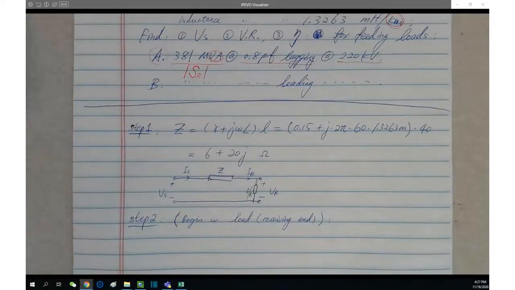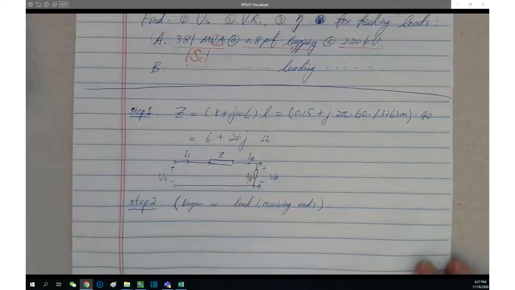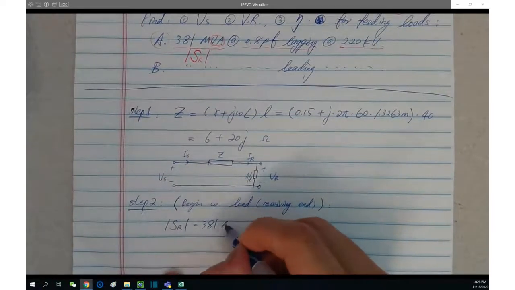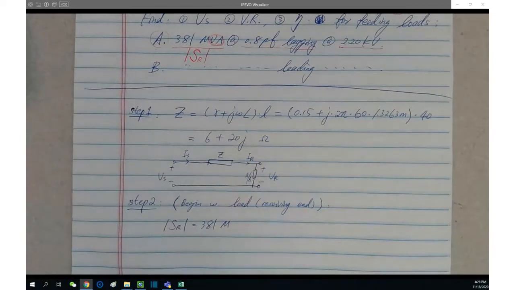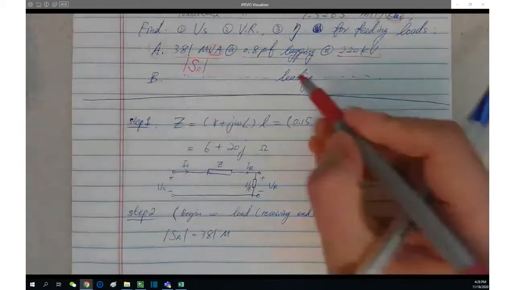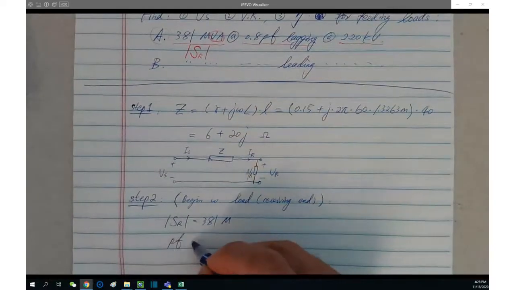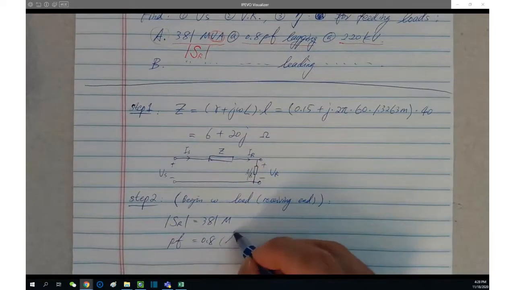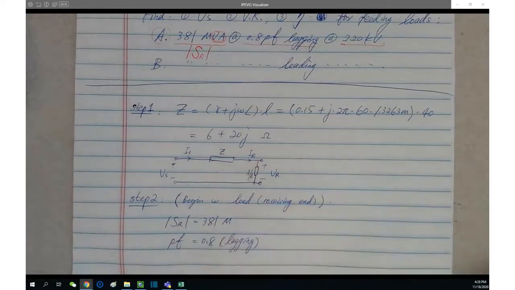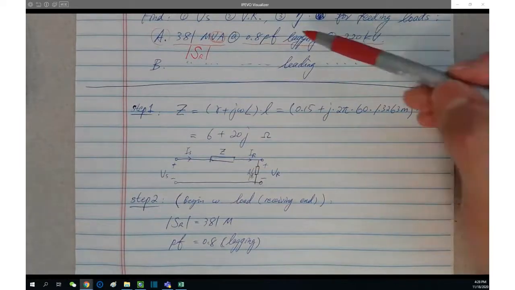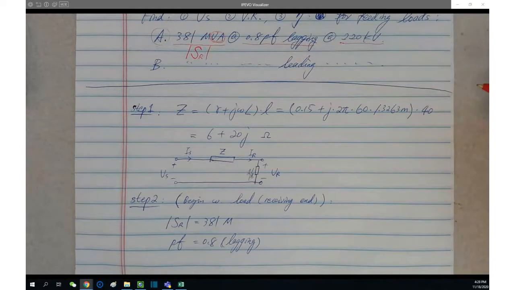So be very careful. Here we figured, by three students, 381 mega. You can't lose this mega. The second thing is very straightforward: the power factor is 0.8. Don't lose lagging. This is very, very important information. You can't waste any bit of the information given. So these are the two things we got.